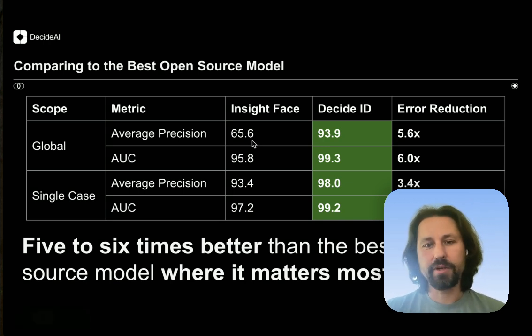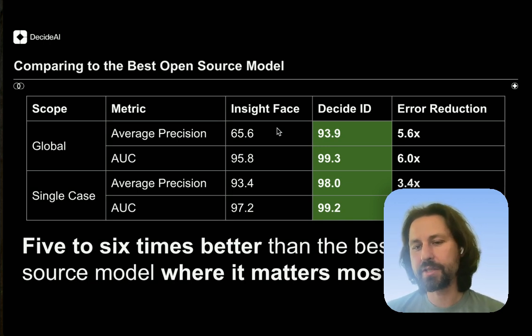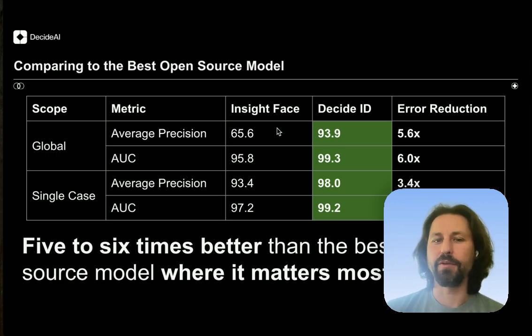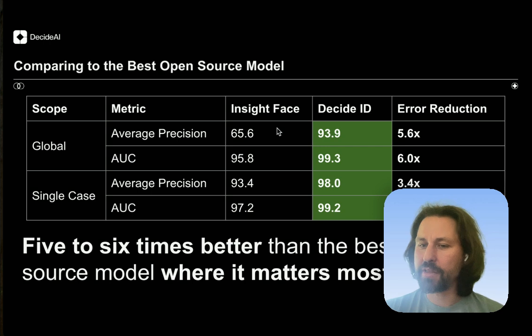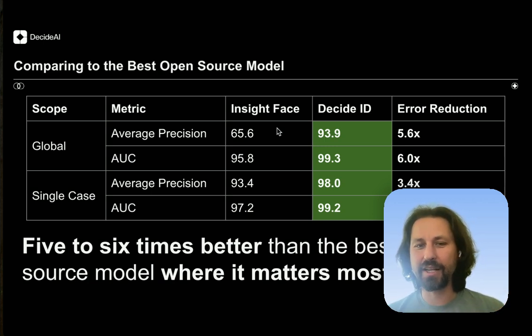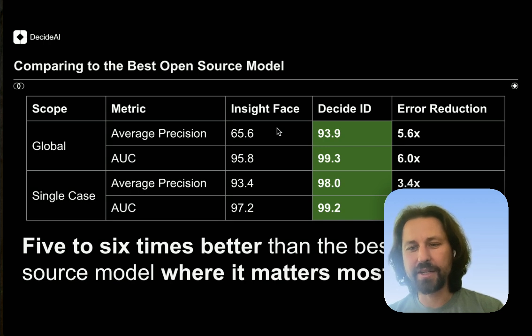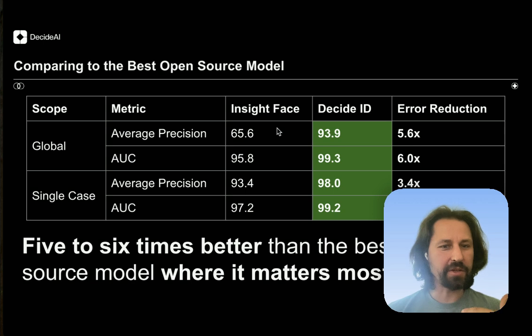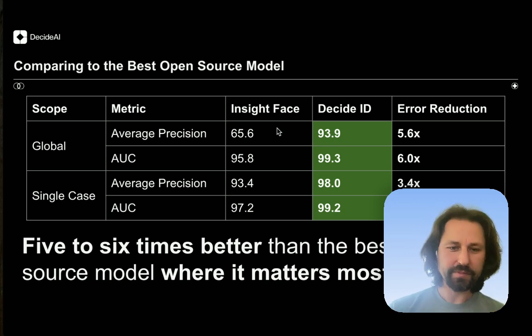And so we see the average precision compared to the best model available in open source is a 5.6x reduction in error, jumping from 66 to 94. For the AUC, the numbers are a little bit skewed, right? Because they're just higher, so it's harder to make those incremental gains. But the reality is it's actually a 6x gain to go from 96 to 99.3. And the same thing for single case, we also see these large improvements, not as much as the global, but the global is actually more important.